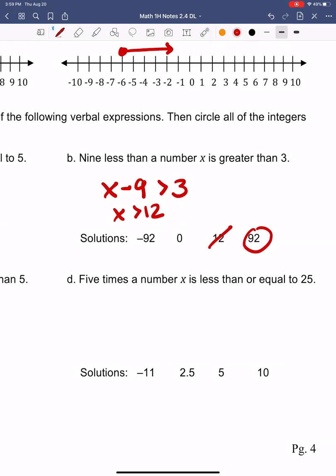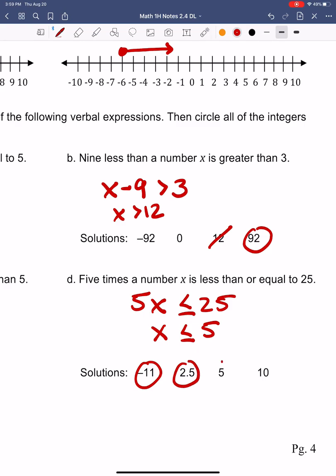And then finally, letter D here, it says 5 times a number x is less than or equal to 25. And then we'll go ahead and solve this by dividing both sides by 5. So I get x is less than or equal to 5. And now for all the numbers less than or equal to 5, well, negative 11 will work. 2.5 is less than 5. And 5 is equal to it, so that one counts as well. 10 does not count.